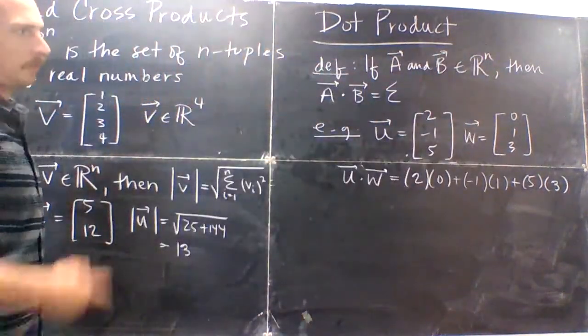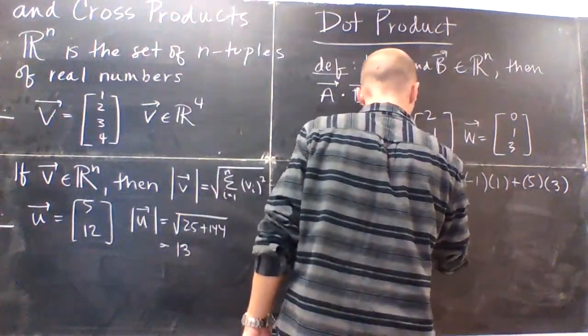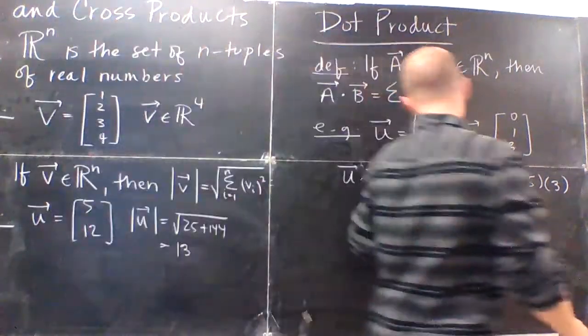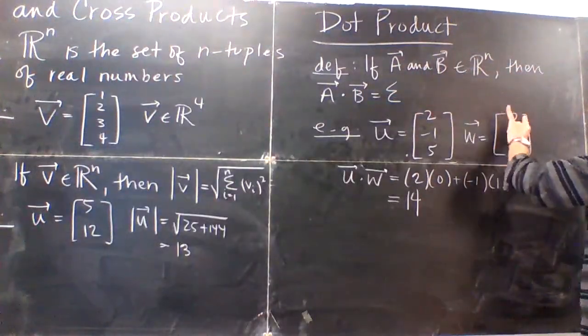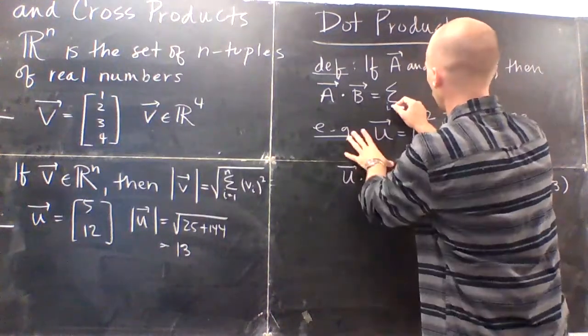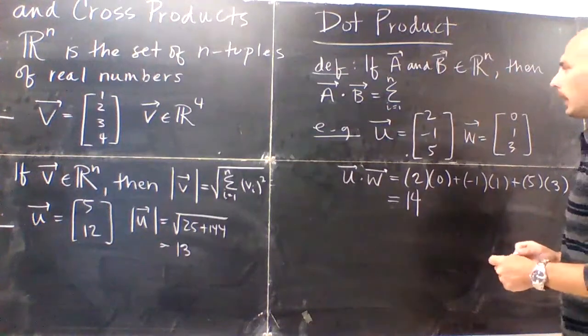Okay, that's going to be 0 minus 1 plus 15, which is 14. Okay, and that's how we dot two vectors. So what did we do? We multiplied the corresponding entries. So I'm going to index this as i runs from 1 to n.